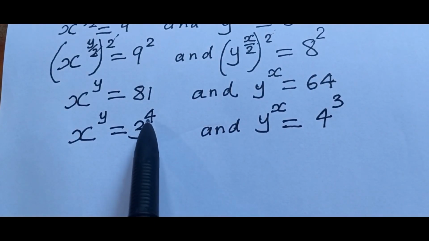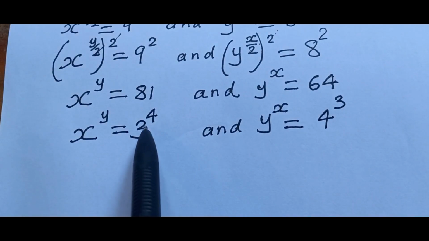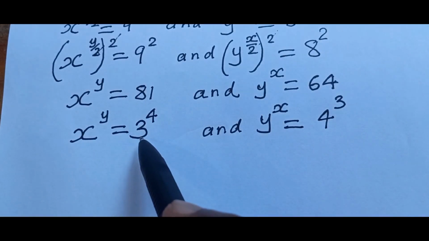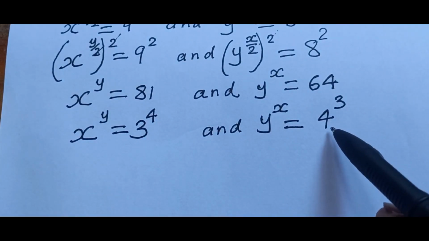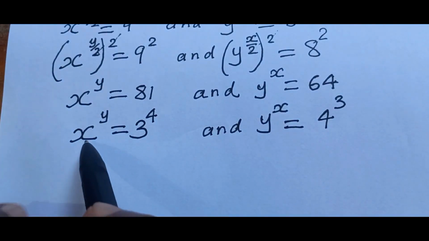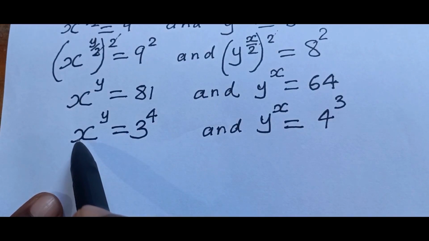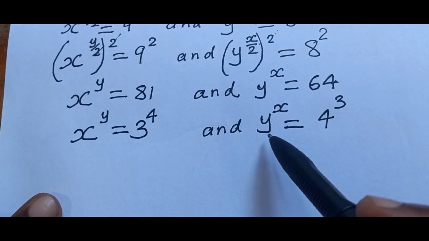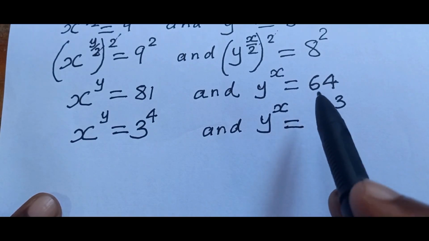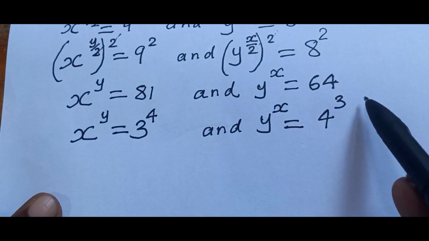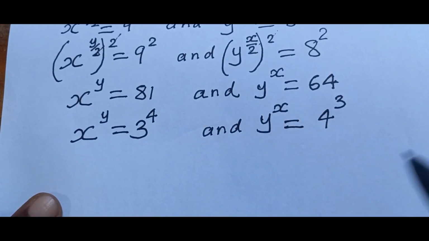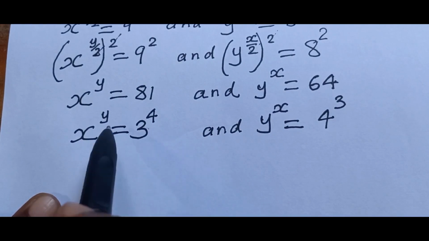We want 3 and 4 to appear here in the base and exponent. Here, the base is 3, the exponent is 4. Here, the base is 4, the exponent 3. But here, as you can see, the base is x, and the exponent is y. Here, the base is y, the exponent is x. We have 3, 4, 4, 3. We have x raised to power y. We have y raised to power x. Obvious. You can find that by doing comparison.